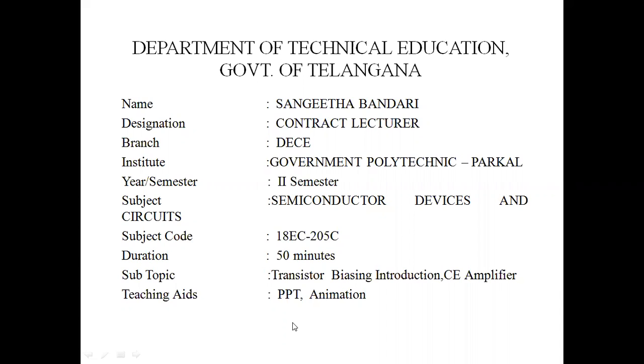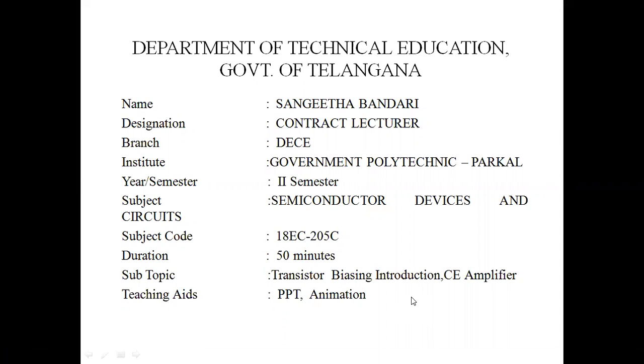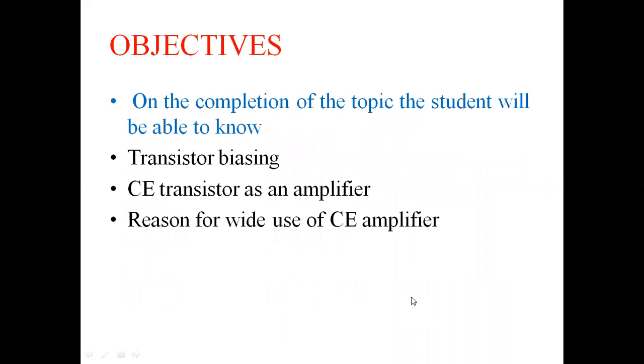And we'll also see how the common emitter configuration transistor is going to work as an amplifier. In this session, we are going to learn what transistor biasing is, and the common emitter configuration transistor as an amplifier. Meanwhile, we are going to learn why the common emitter configured transistor is used as an amplifier, and why it is widely used mostly.